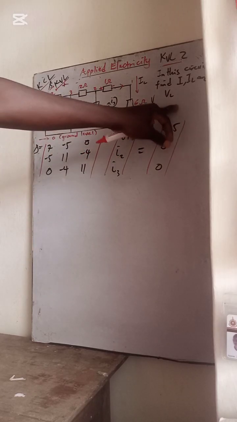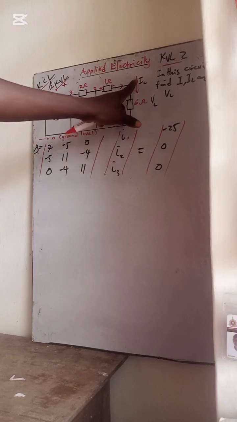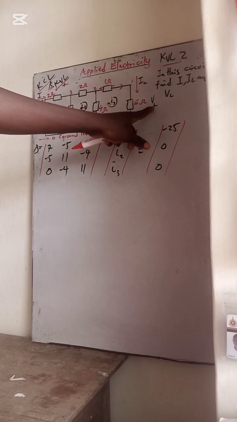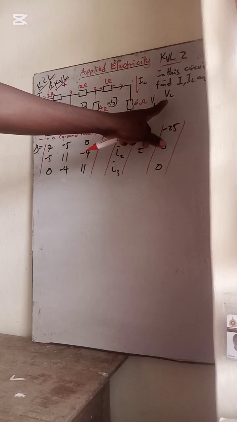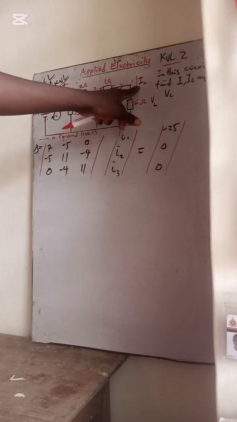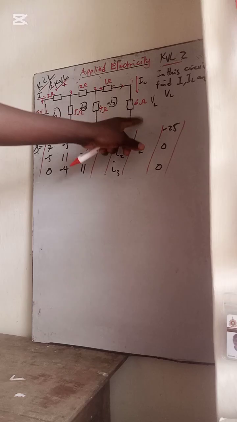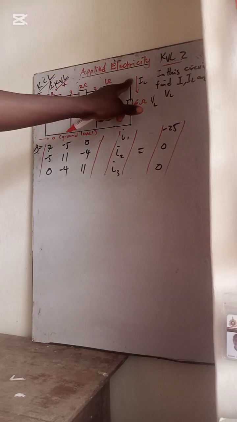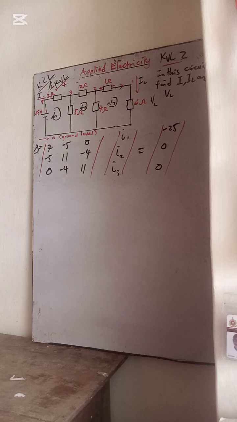Then our VL here, since we already know the I that is coming here, we will now multiply it by, the voltage will be IR, right? So multiply the I by that 6. That will give us that. So we have I here, we have IL and you have VL. So I think we are good to go. Let's calculate our determinant.